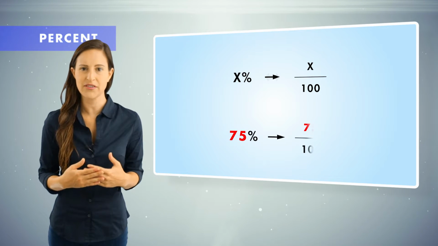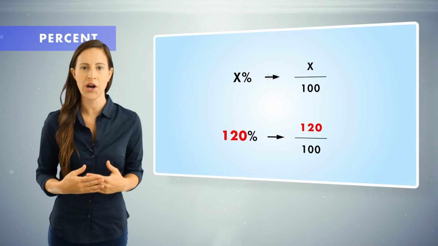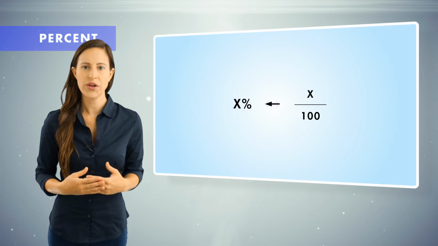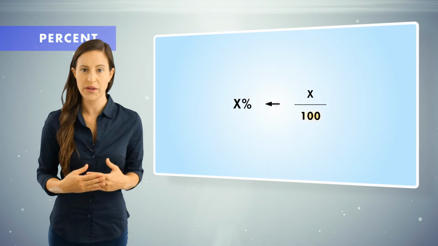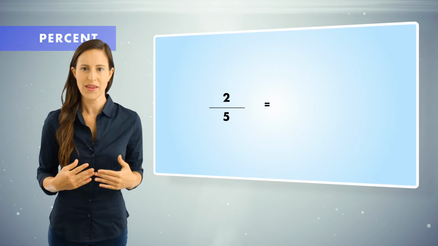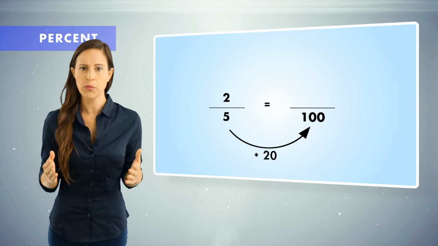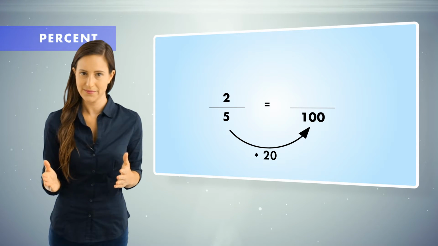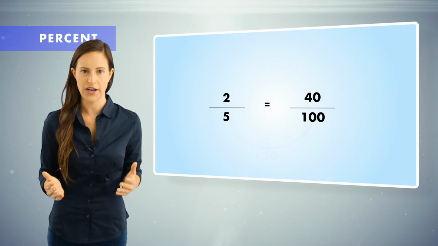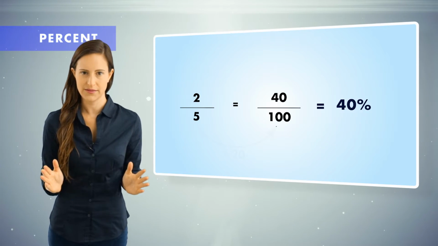75% is 75 divided by 100. 120% is 120 divided by 100. When we have to convert a fraction into a percent, we need the denominator to be 100. So, to convert 2/5 into a percentage, we need to go from 5 to 100 in the denominator by multiplying the 5 by 20. We'll do the same to the numerator to have an equivalent fraction. 40 divided by 100 is 40%.